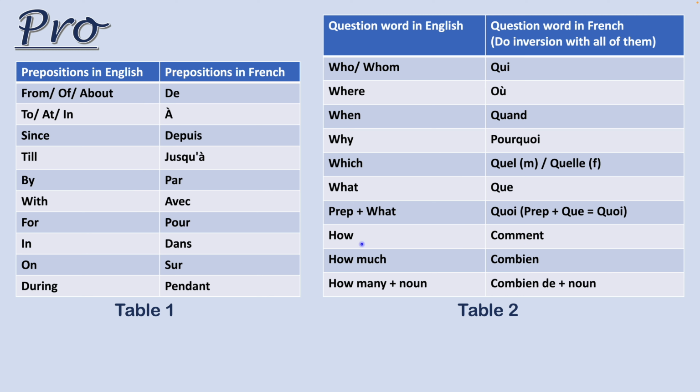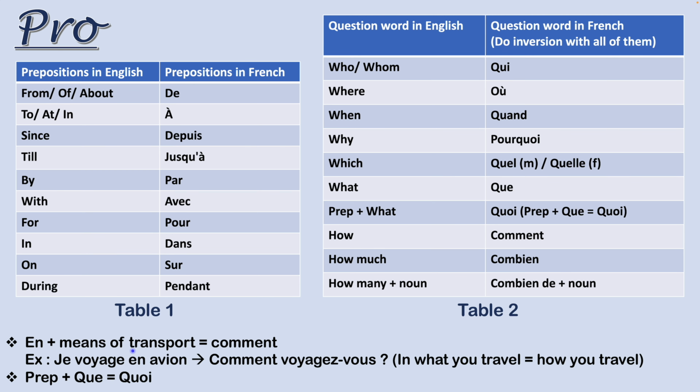Now, how is comment. Comment. How much is combien. Combien. How much followed by a noun is combien de. So remember, combien de is only used when it's followed by a noun. This combien de is always followed by a noun. There can be nothing after combien de except for a noun.